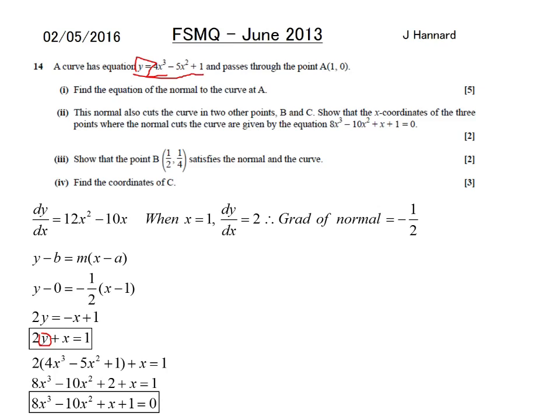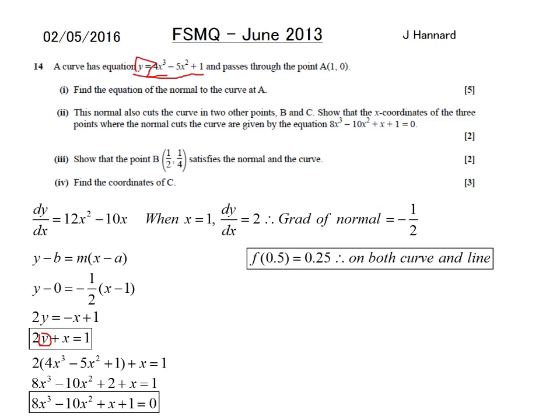Show that the point B, a half, a quarter, satisfies the normal and the curve, where if you put a half through, you'll get 0.25 on both the curve and the line, therefore it must be on it. And find the coordinates of C. Well, factorise your cubic by any method. If you know factors, you can divide them in, and you'll end up with this: x minus 1, 2x minus 1, and 4x plus 1. Just running out of space really, I couldn't get the division on there. And you get x to equal minus a quarter, y to equal 5/8 when that's that.